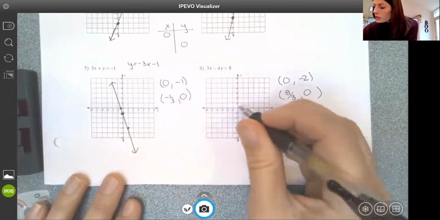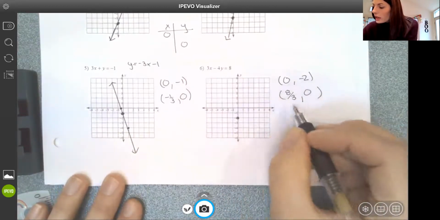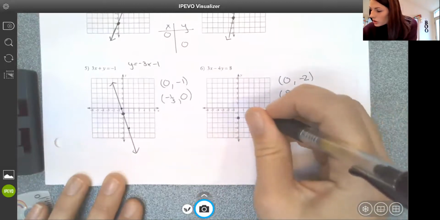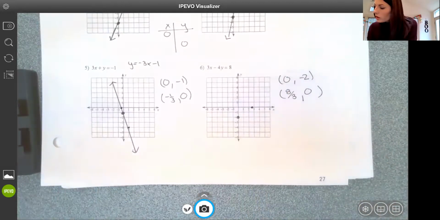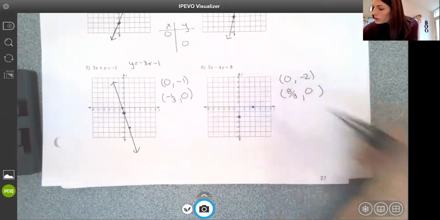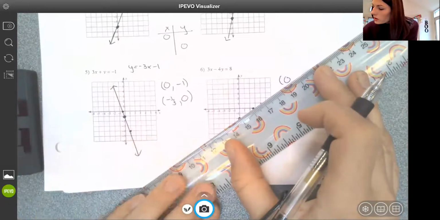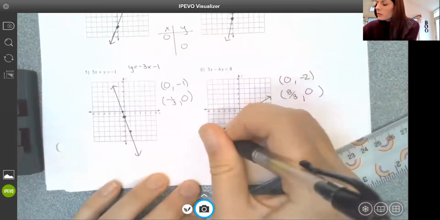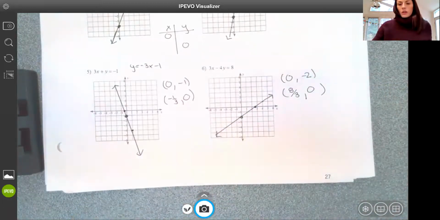On 6, I get 0, -2, and then 8/3, so almost at 3, since 9/3 would be 3. My slope would have been 3/4, so 3/4 is here. And there's my line.